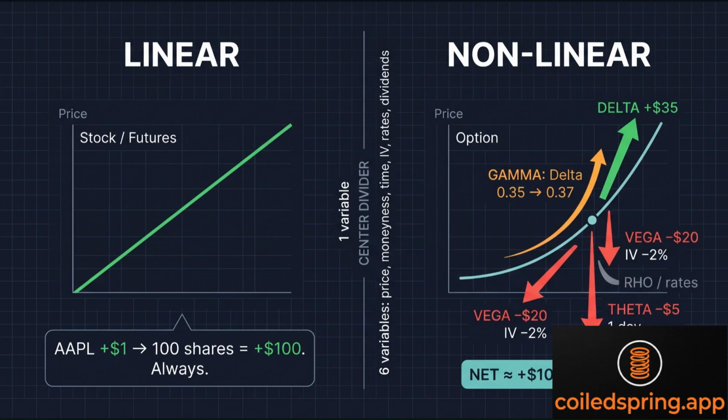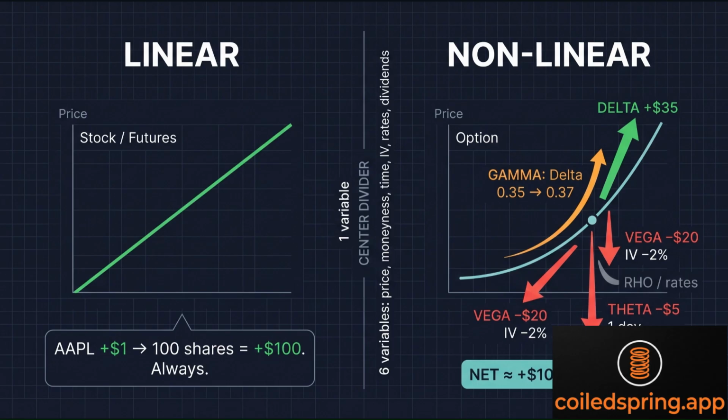But then something else happens. The stock moved, so delta itself has changed. That's gamma at work. The new delta might be 0.37 or 0.38. The next $1 move won't produce the same $35. It'll produce slightly more because the position is accelerating in your favor. But at the same time, implied volatility dropped 2% after the move. Vega takes 20 cents per share away from you, $20 per contract, because the option got cheaper as volatility compressed. And one day passed. Theta charged you 5 cents per share, another $5 per contract gone.